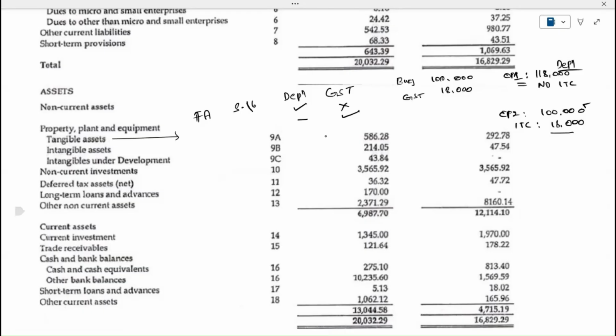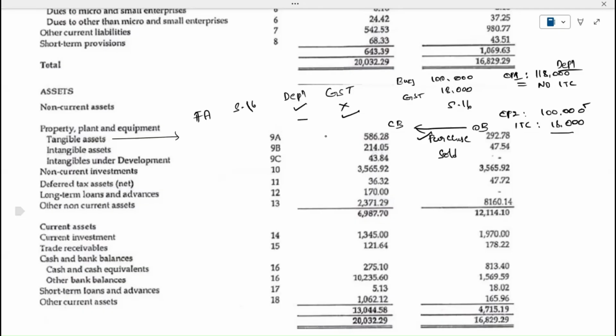Now, this is where, again, compliance under section 16, the GST officer will be asking. What he will do? This is your opening balance. This is your closing balance. What is the gap between these two? That means, what is that you have purchased? What is that you have sold?